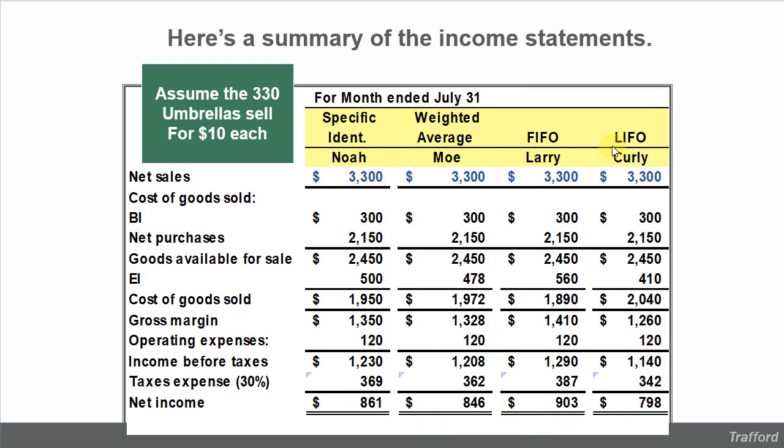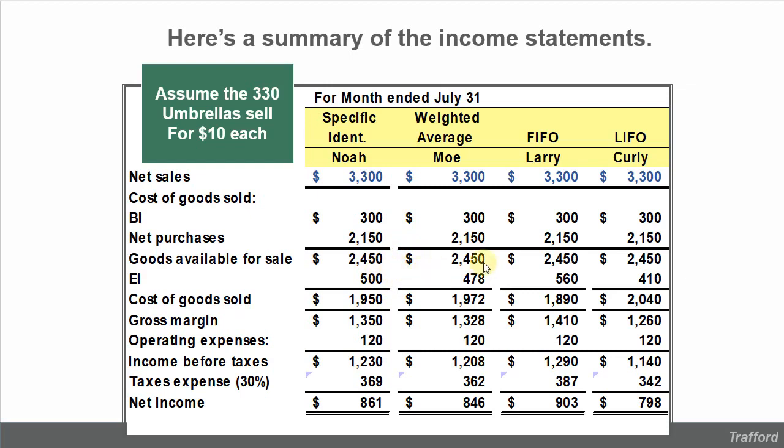As I said in the last video, an obvious difference here is that you can see, coming straight from our earlier schedules where we computed the cost of ending inventory and the cost of goods sold, the cost of ending inventory for Noah, who used specific identification, was $500. Cost of goods sold for Noah was $19.50, and these two things, as we discussed, have to add up to the total cost of goods available for sale.